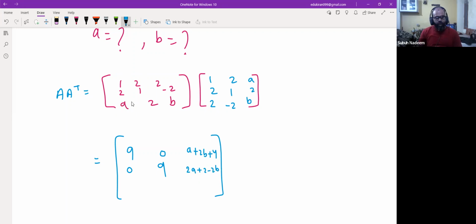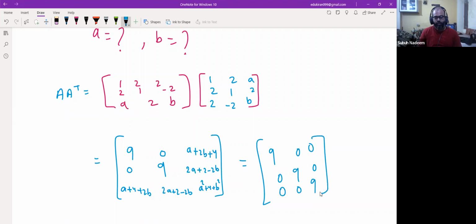Then we have a plus 4 plus 2b. Then we have 2a plus 2 minus 2b. And then we have a square plus 4 plus b square. This is what we are getting. Now this is equal to 9, 0, 0, 0, 9, 0, 0, 0, 9. That is what was given.